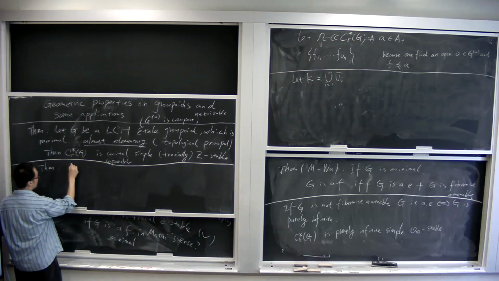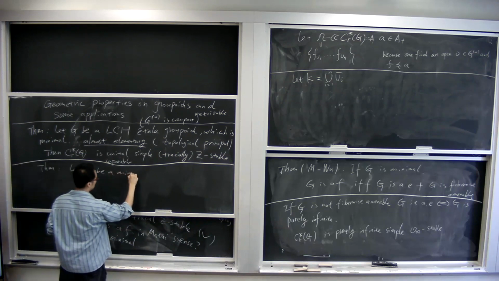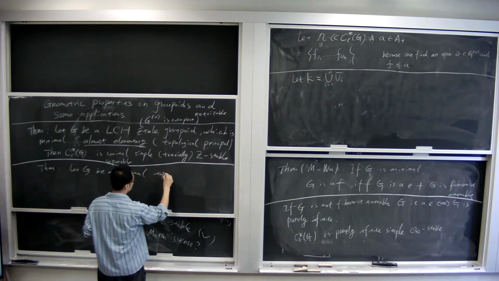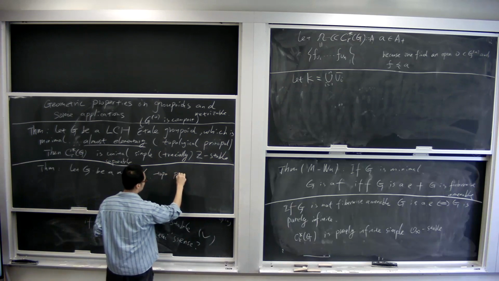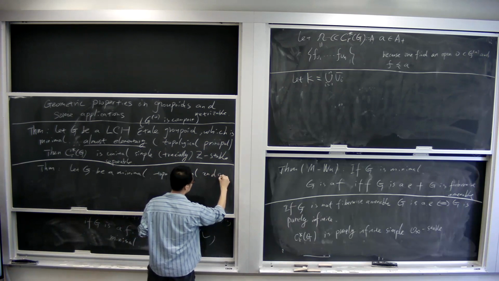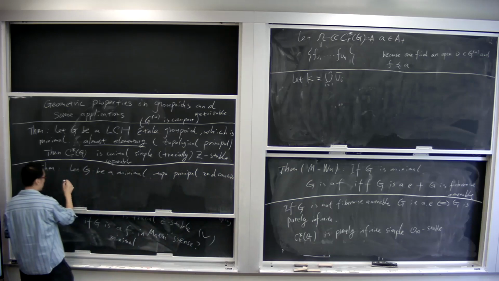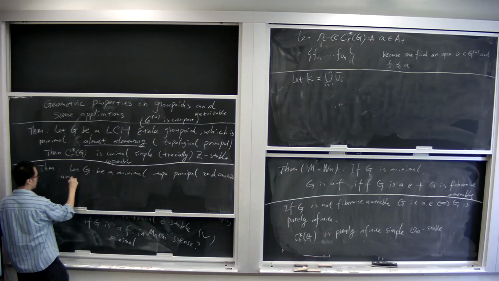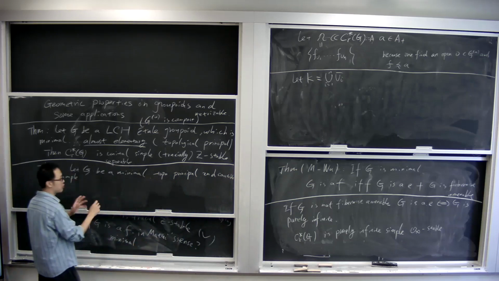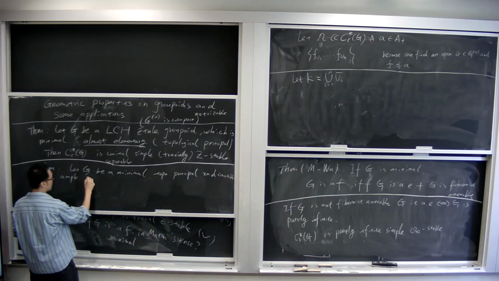So let G be minimal. Of course, topological principle, second countable. These are standard assumptions on your groupoid. Of course, you have ample, because otherwise your topological full group has no meaning. You just have a trivial group there. So the ample groupoid.